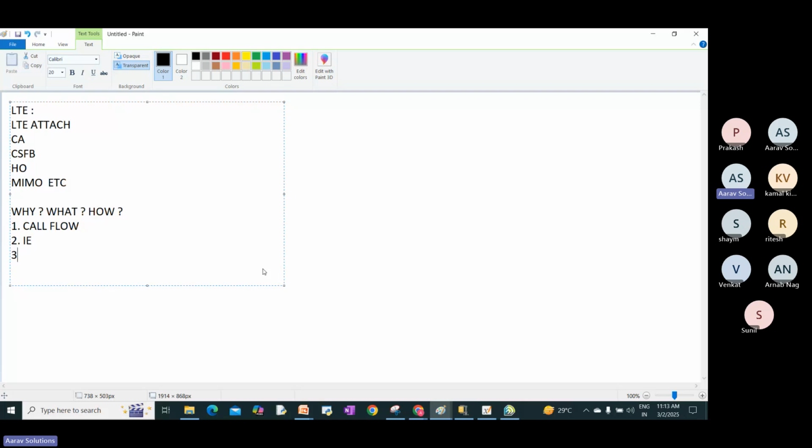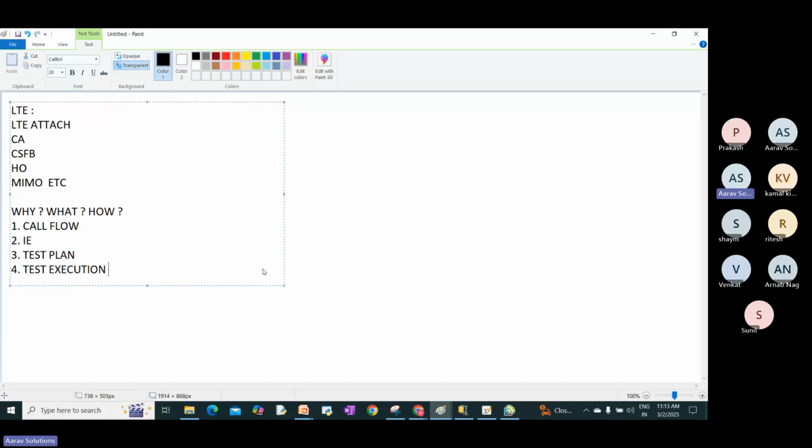Third, suppose tomorrow we have to test this feature. What is the test plan we will follow? What is the test strategy we will follow? All these things we will understand. Then we have test case execution.